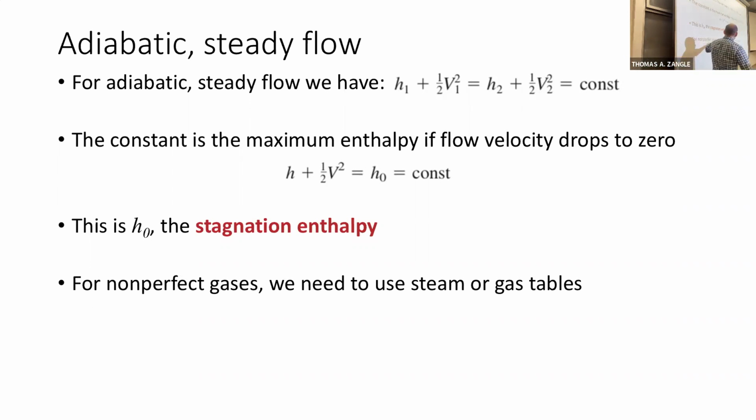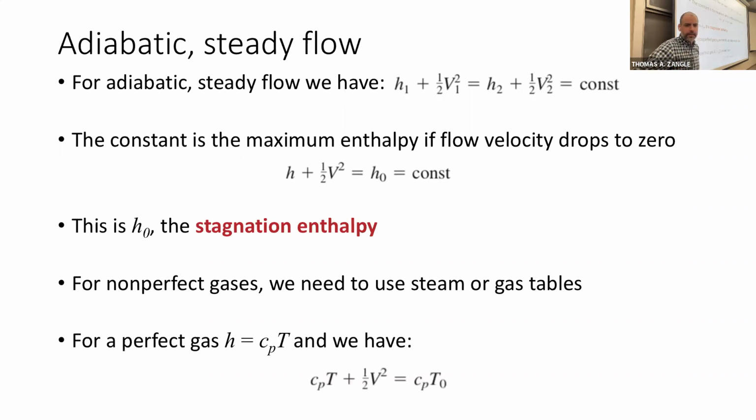For non-perfect gases, we need to use steam or gas tables, right? If we want to really go any further than this. But for a perfect gas, we have H is equal to Cp times T. And so we can write out this expression here. We can expand this expression as Cp T plus 1/2 V squared is Cp times T naught.